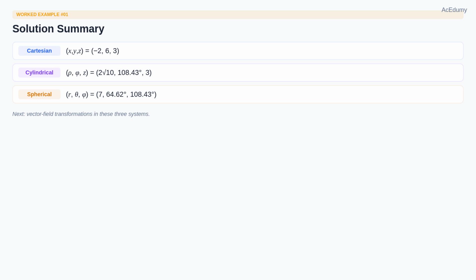The point that was (-2, 6, 3) in Cartesian becomes (2 root 10, 108.43 degrees, 3) in cylindrical, and (7, 64.62 degrees, 108.43 degrees) in spherical. In the next video, we will see how vector fields transform between these three systems.